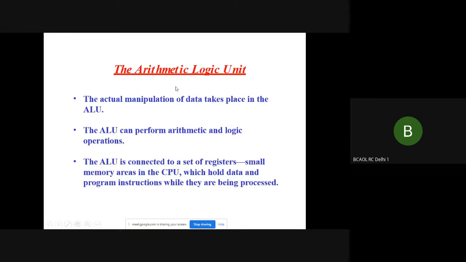When we talk about the arithmetic logic unit, the actual manipulation of data takes place in the ALU. That means the calculations or changes, whatever manipulations, happen in the arithmetic logic unit. So the ALU can perform both arithmetic and logic operations. Do you know what the different arithmetic operations are? Anybody? Multiplication. Yes, addition, subtraction, multiplication, division, and modulus is also there, right? Modulus is getting the remainder. And what are the different logic operations?